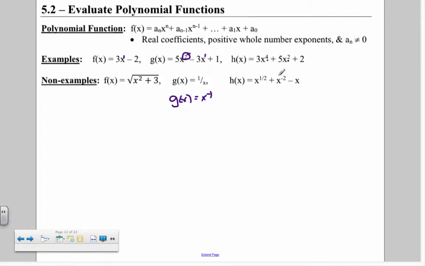And then the third one, we've got two things that are not good. The first one is a fractional exponent, which we can't have, and the second one is a negative exponent, which we can't have. So none of those are polynomials. Okay, take a moment to soak it in, and let's go on to the chart.